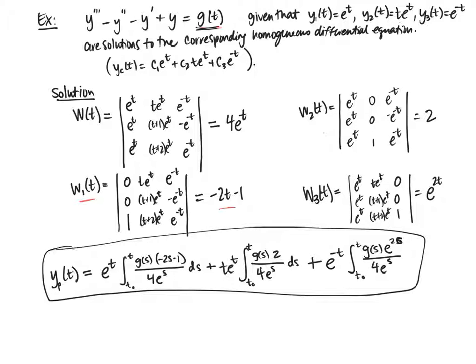And so if I was asked to write out the whole solution, y is going to be equal to the yc of t plus the yp of t. The yc of t is just those constants times those yj's, right? And then yp of t is going to be this thing. So if I had an actual g of s and I knew what t naught was, I could maybe compute those integrals and come up with something a little bit cleaner than what I have here. Okay?